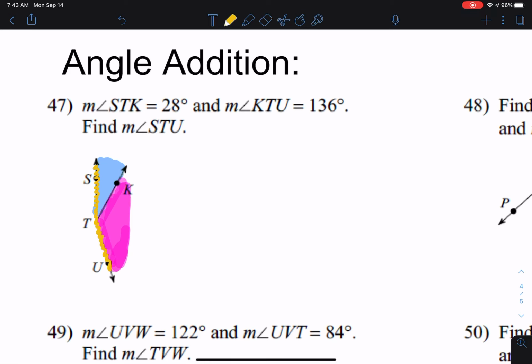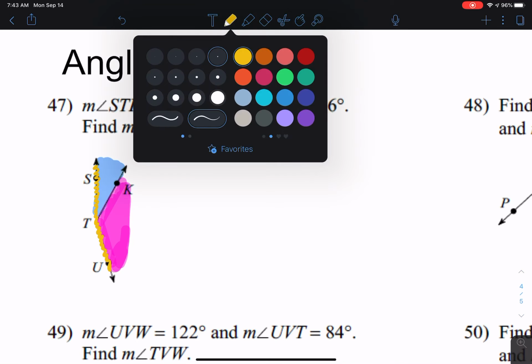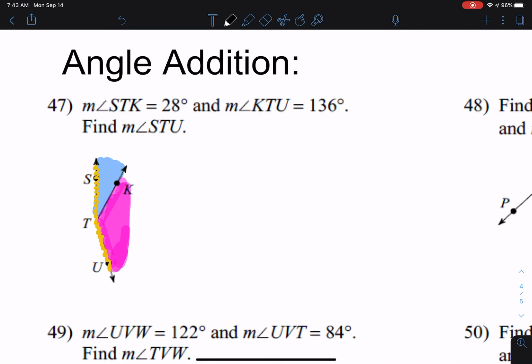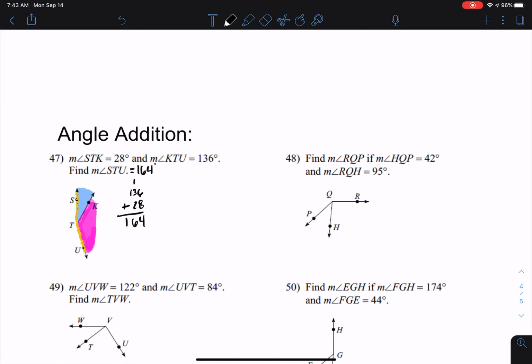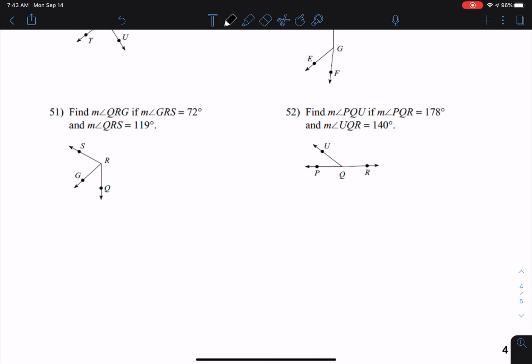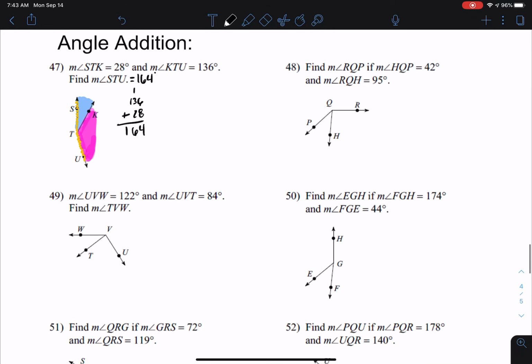So in order to do that, you have to add up the blue and the pink together. Add them up to be able to get the yellow. So that's going to become 136 plus 28. Add that together. 8 and 6 makes 14. 3 and 2 make 5, plus 1 is 6. So the big angle is 164. So this guy is 164 degrees. All right, let's try another one. Let's go to one with some, is there any of them with algebra on there?